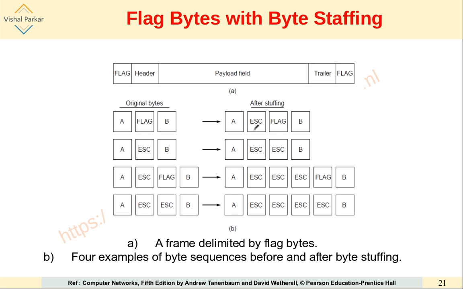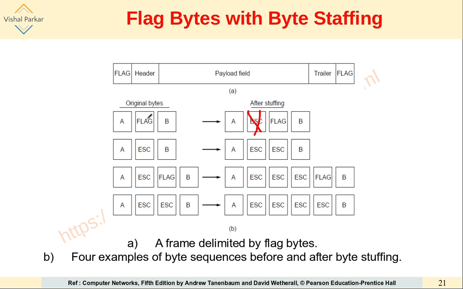So when the receiver encounters a flag byte preceded by one escape byte, it comes to know that this is not the terminating flag byte, it's a data part, and it discards the escape byte. It concludes that the frame starts with flag, then A, then flag, which is the data part because the escape was preceding it. That is discarded, then B, and there is one flag here, which is the end part.